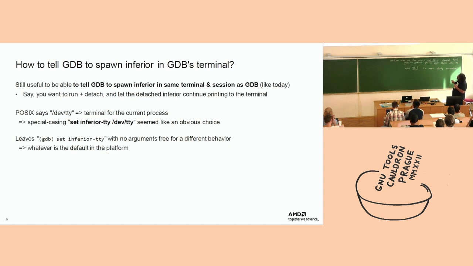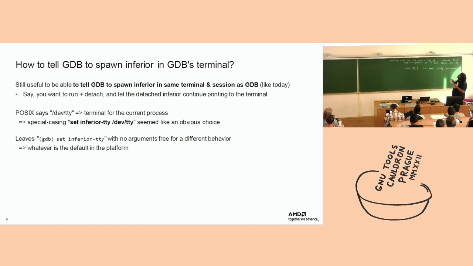But I thought an easy escape hatch would be, if you set your terminal, when you do the TTY command in GDB, the argument is the name of the terminal where the inferior is going to be running on. And POSIX has a number of files that they claim always exist in all compliant systems. And one of them is /dev/tty. And this always means my current terminal.